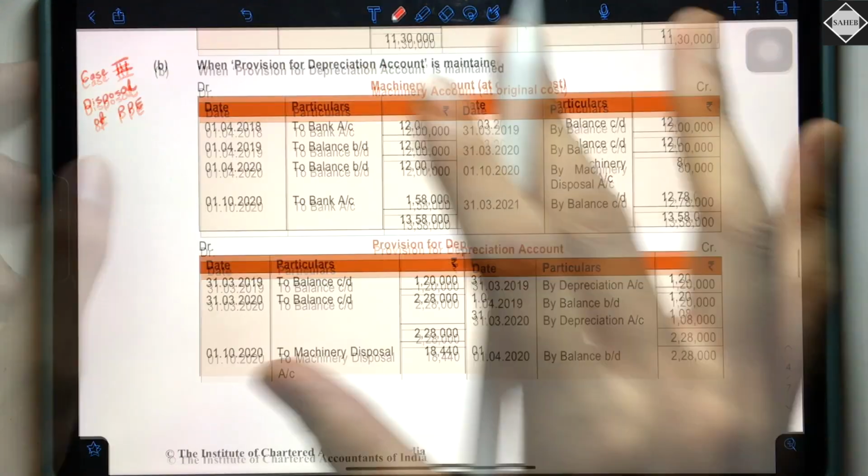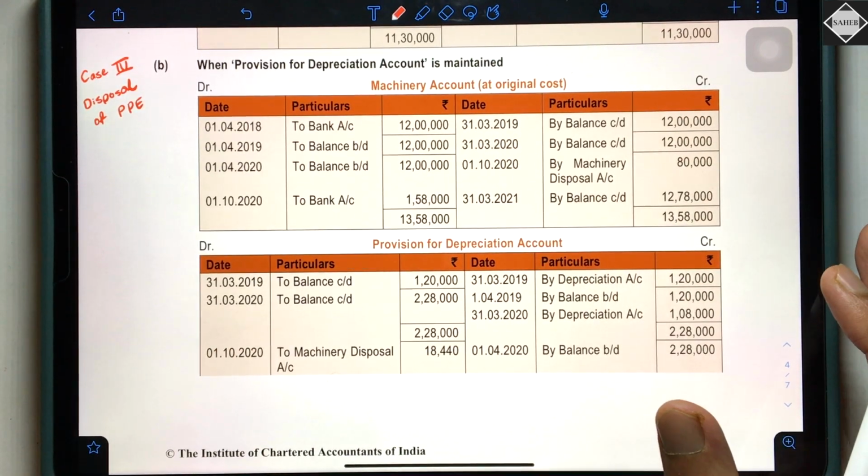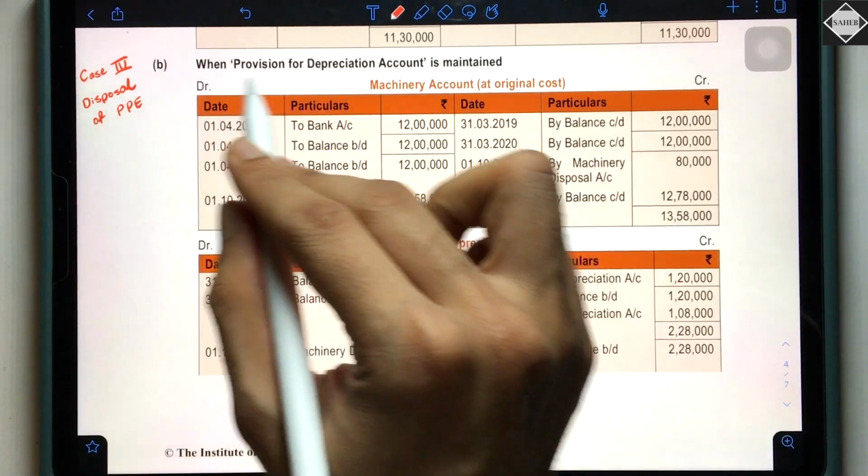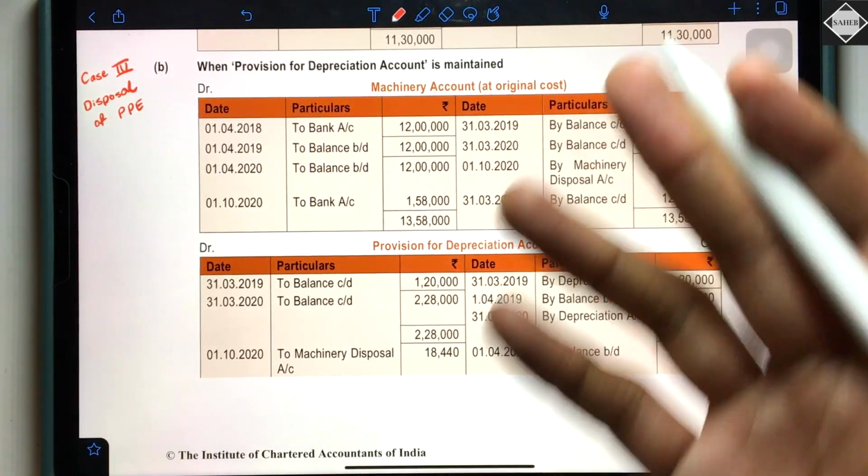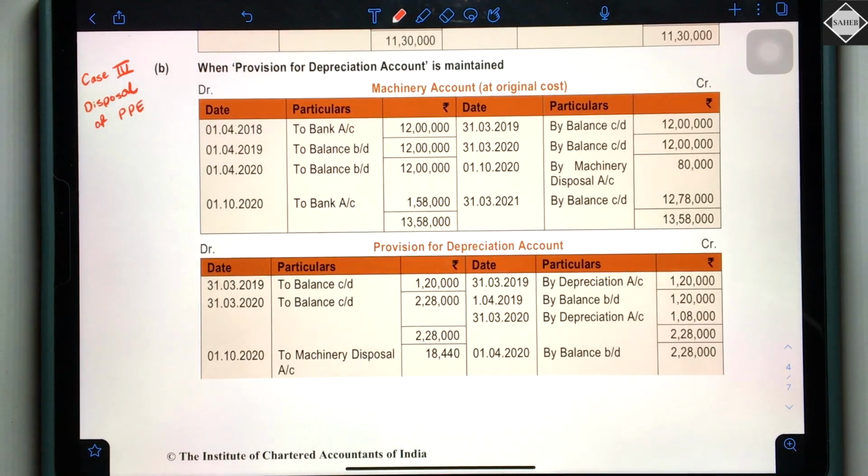Now let's see the case 4. See, here we have the ledger account. Let's understand how you have to do this practically when provision for depreciation account is maintained, and the study module has solved this through case 4.